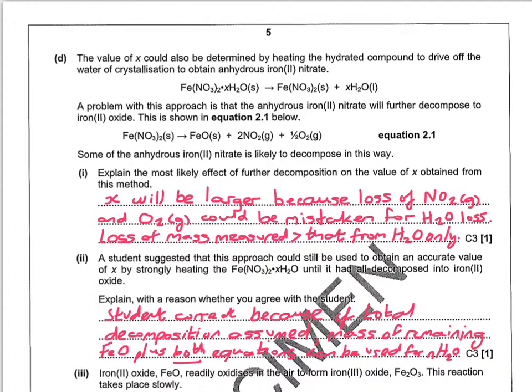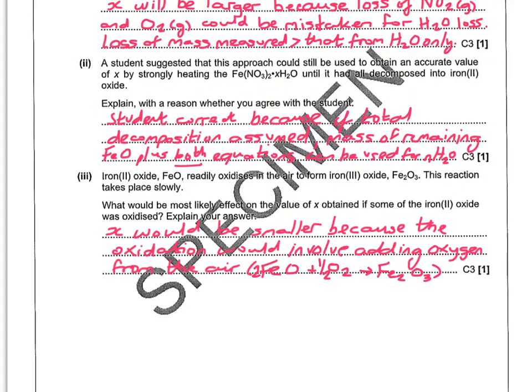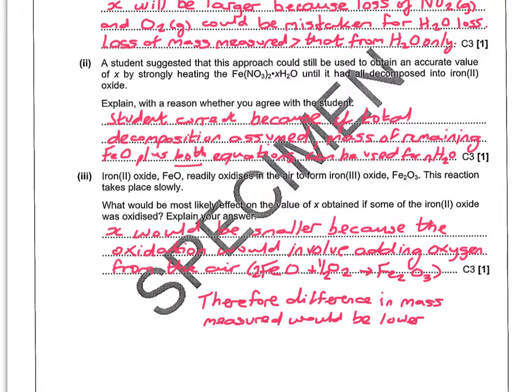So moving the page down, it says the iron(II) oxide readily oxidizes in air to form iron(III) oxide. So this reaction takes place slowly. It asks you then to think about the effect on the value of x obtained if some of the iron(II) oxide was oxidized, and to explain what you mean. So x would be smaller this time, because the oxidation being described would involve adding oxygen from the air, meaning the difference in the mass that you measure would actually be lower.